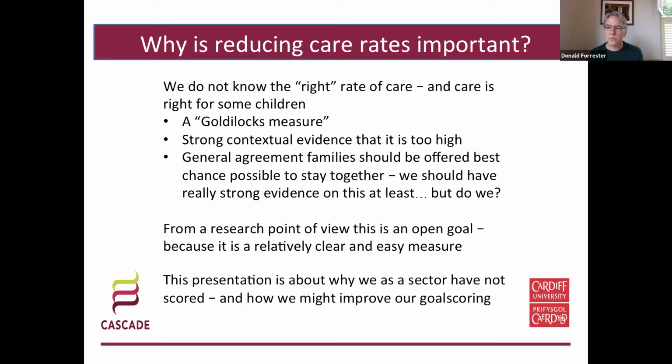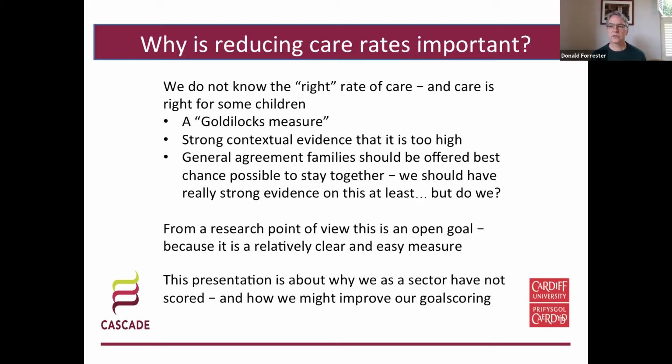That said, there's quite a lot of what you would call contextual evidence that it's high, and that's because historically it's much higher. It seems to be getting higher quite quickly, and it's higher than in other countries. And also there's this general agreement that families should be offered the best chance to stay together if they can. And I guess there's a question about whether we're doing that if we have very high care rates.